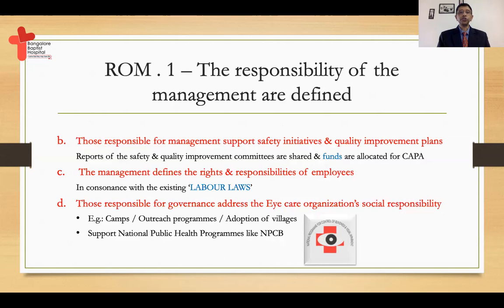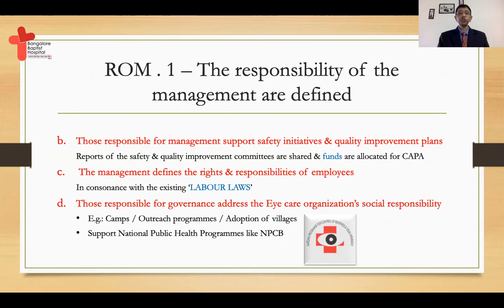1B. Those responsible for management support safety initiatives and quality improvement plans. The reports of the safety and quality improvement committees are shared with the management and funds are allocated for corrective and preventive actions. 1C. The management defines the rights and responsibilities of its employees. They must be in consonance with the existing labor laws.